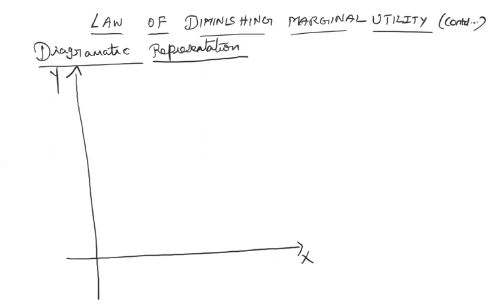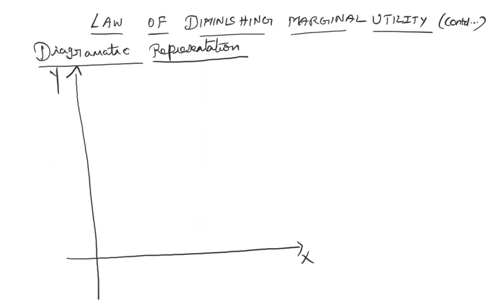In today's class, I'm continuing with the law of diminishing marginal utility. In the previous class, I explained up to the table illustration and also started with the diagram. So in this class, I'm continuing with the diagrammatic representation as well as the explanation of that. The same table we are representing in the form of a diagram by plotting the points on a graph.